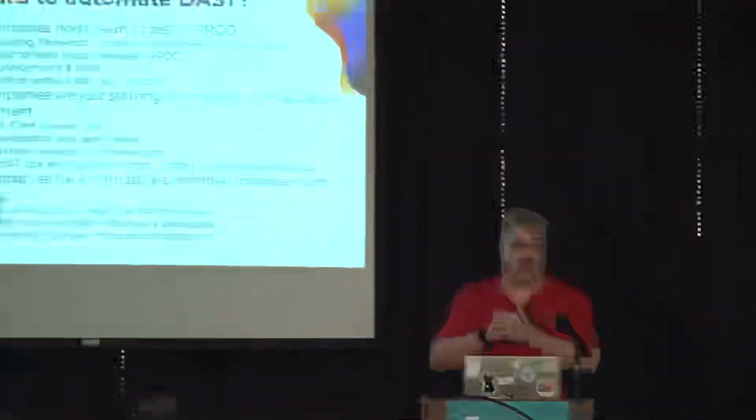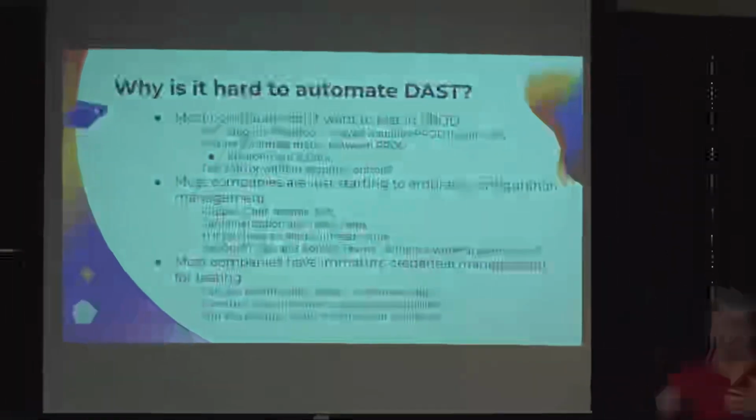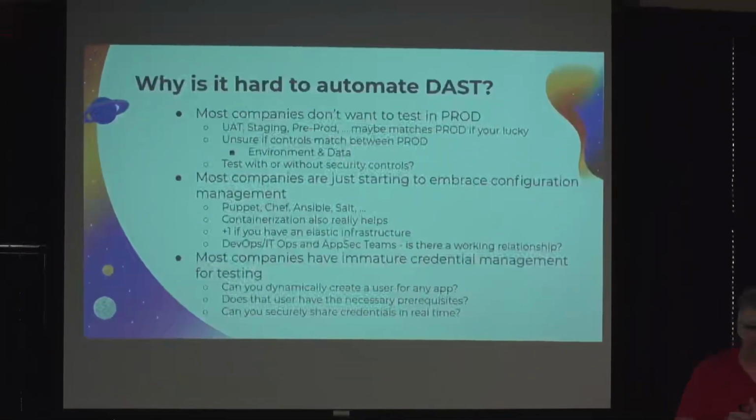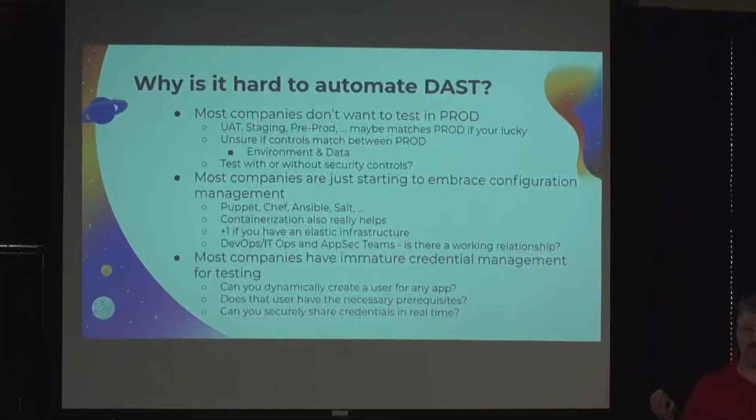So why is it hard to automate DAST? Why do I even have this talk? Most companies obviously don't want to test in prod, period, right? So you're stuck with the UAT or pre-prod or staging, whatever you call your not prod thing. And if you're lucky, that matches prod. In a lot of cases, there's some nuances, to be nice, between prod and not prod. So that's a problematic thing.